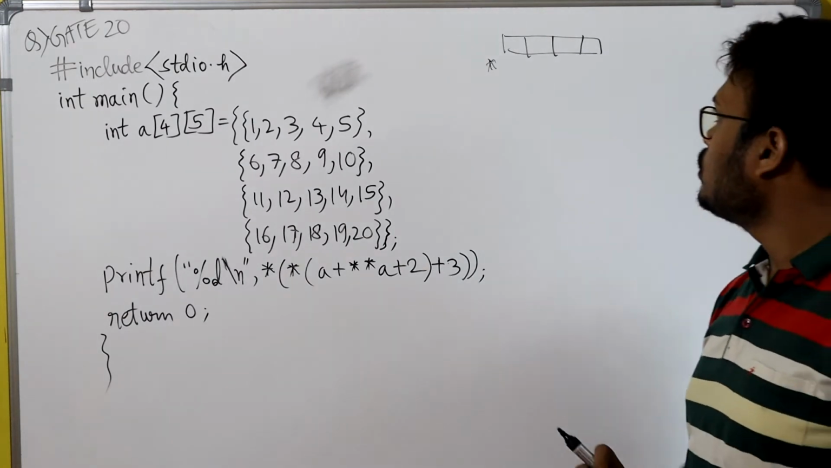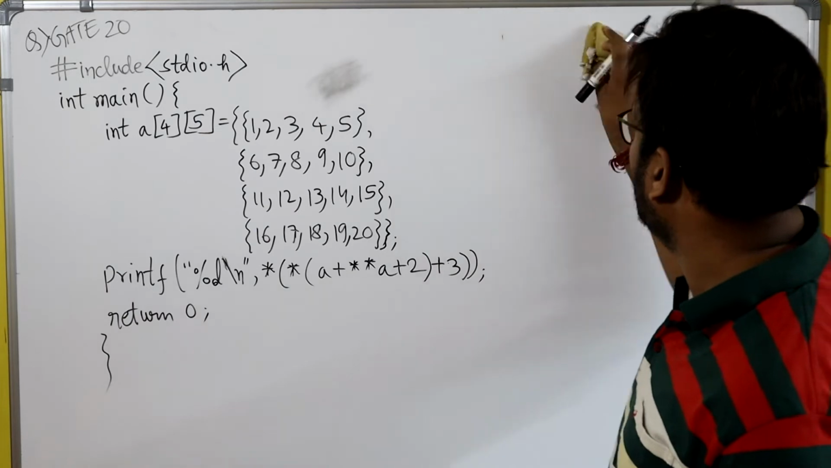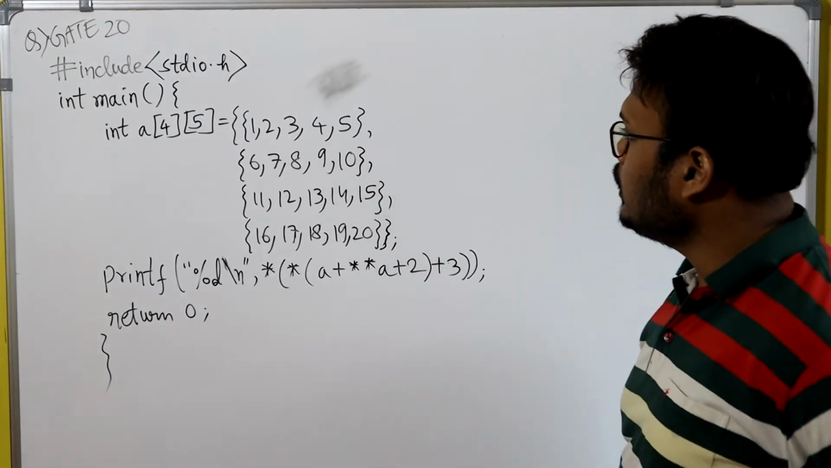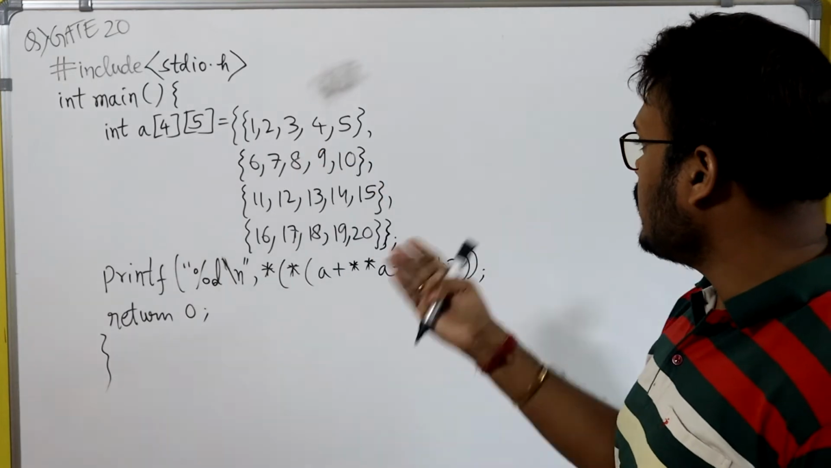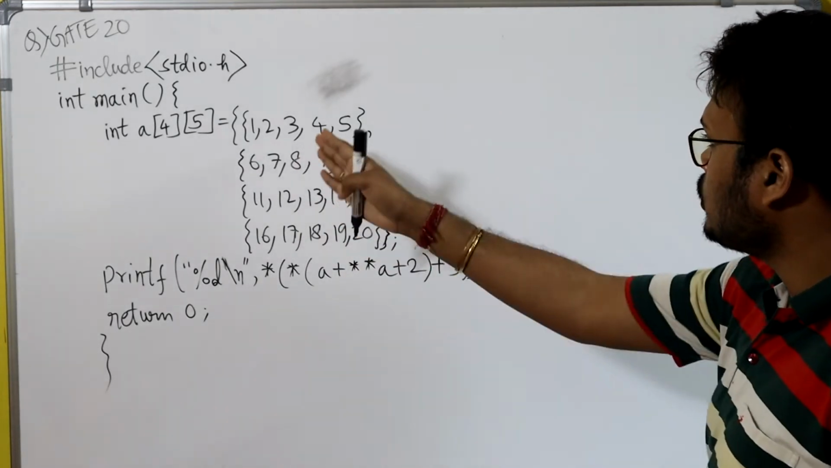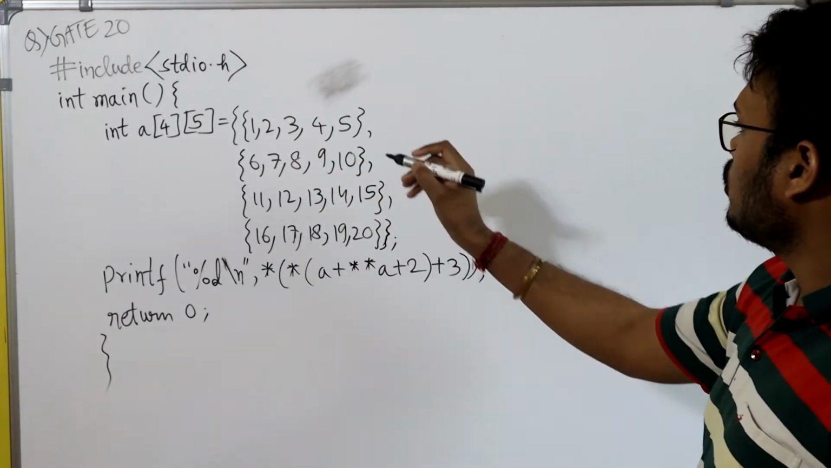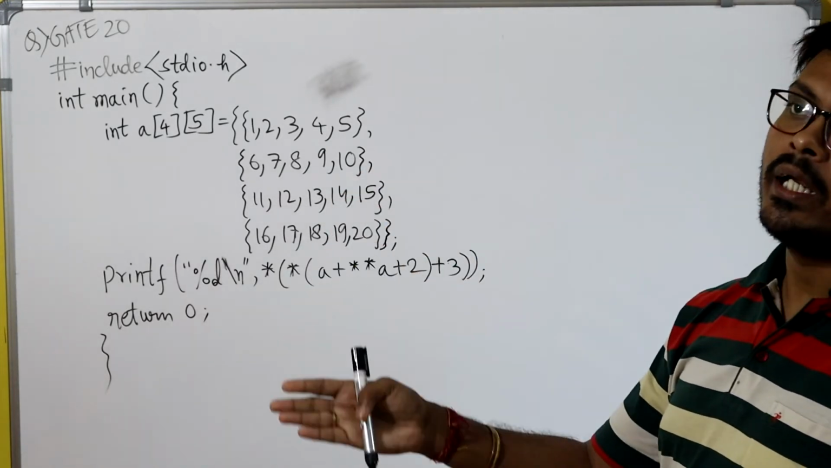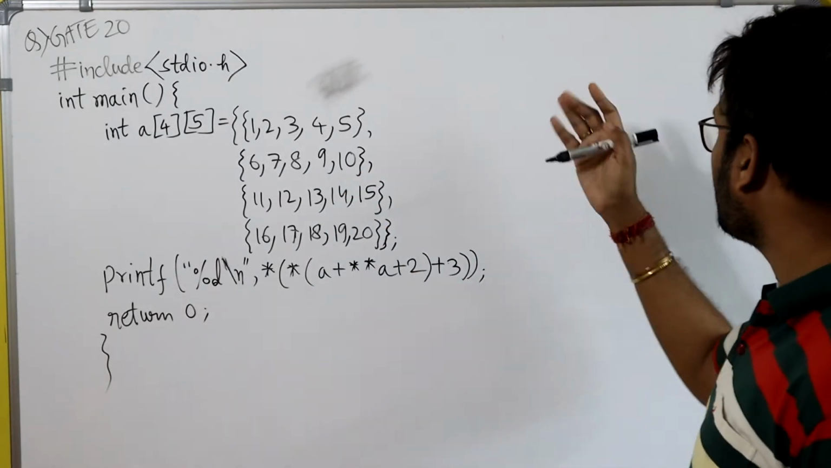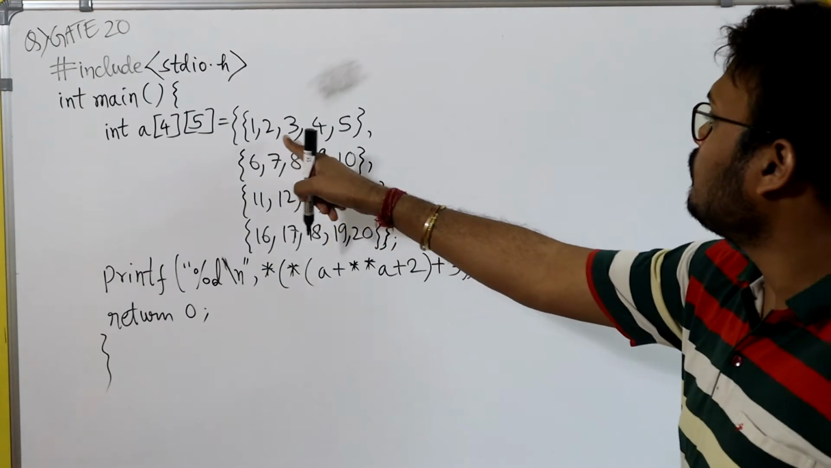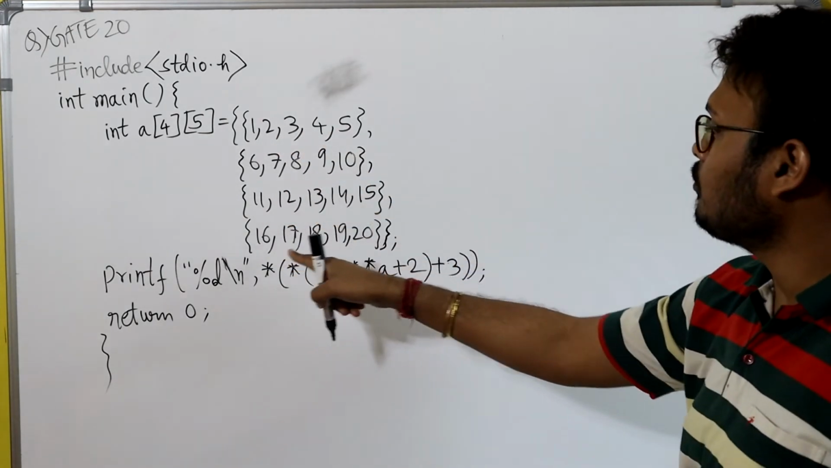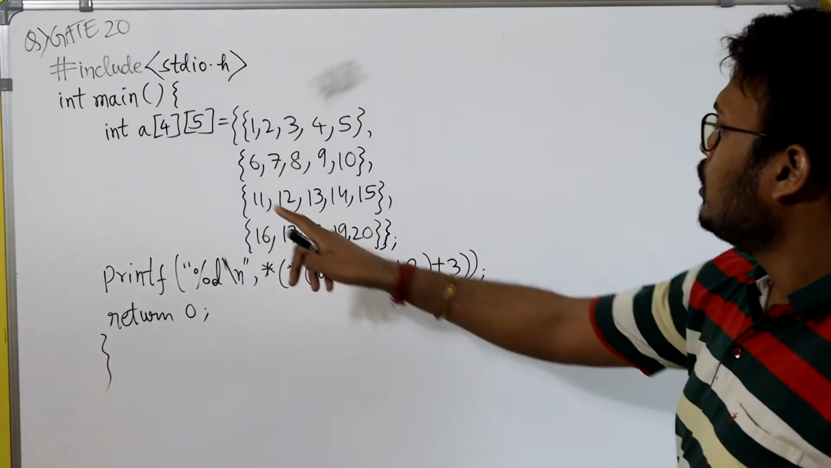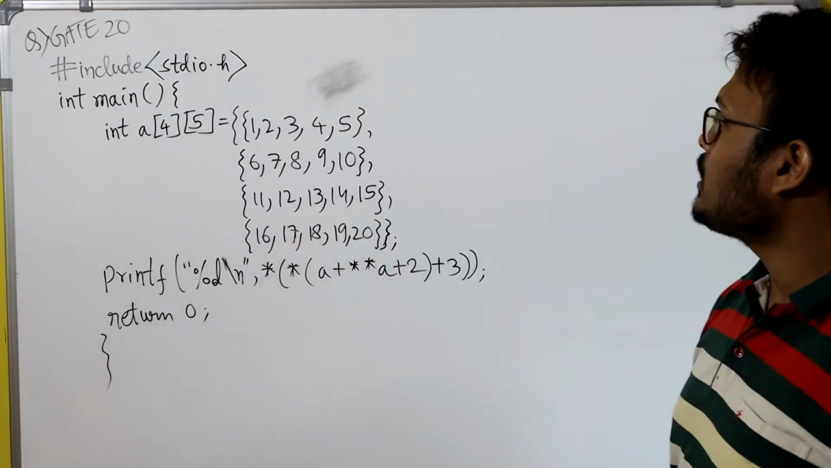So let's solve this question. First, as per the question, let's draw the figure of the 2D array. What is a 2D array? It is a collection of 1D arrays, just like this. Here you can see, this is the first 1D array, this is the second, this is the third, this is the fourth 1D array. So 4 rows and 5 columns are there.